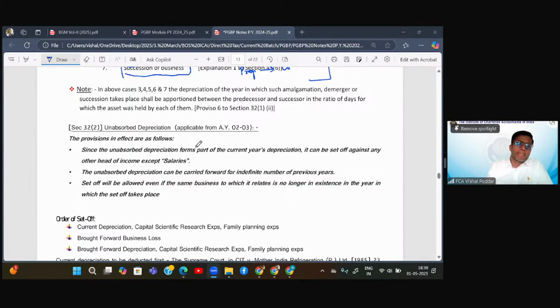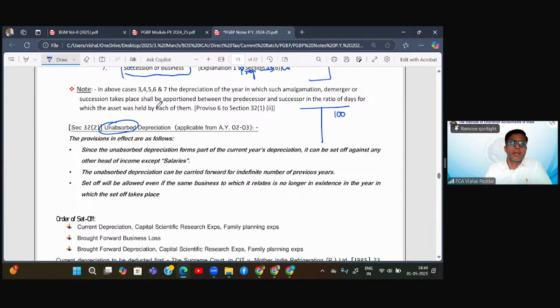Now, unabsorbed depreciation. What is unabsorbed? Unabsorbed means in this year, you could not claim that entire depreciation deduction. Why? Because your income was less. So when your income is less, in accounting language, we say there is a loss. In income tax language, we say you could not absorb your expense. So it is simple like this.